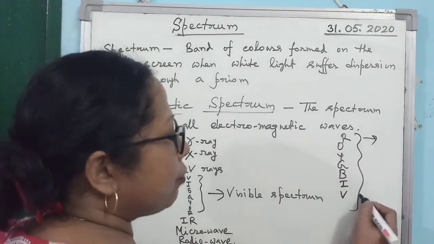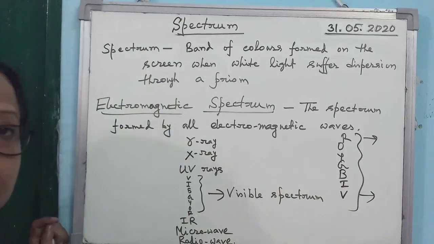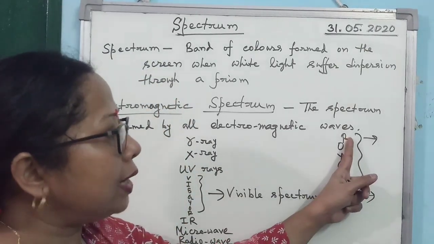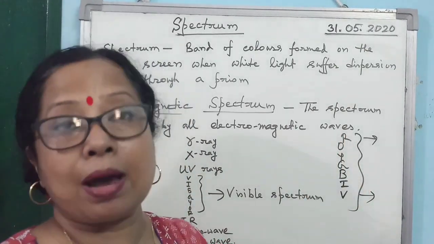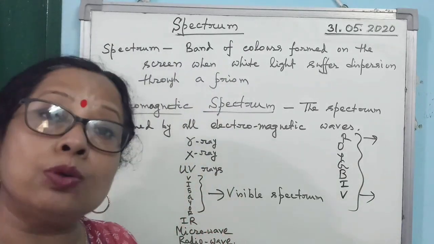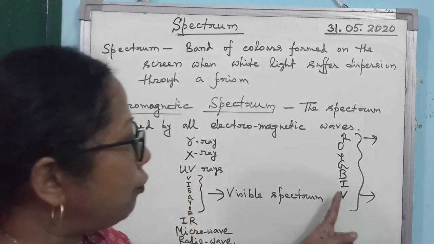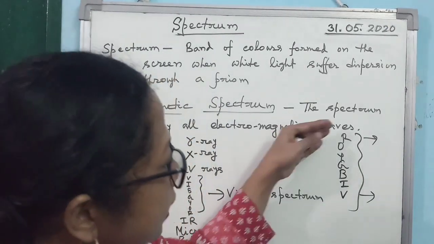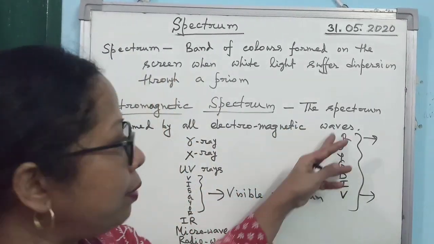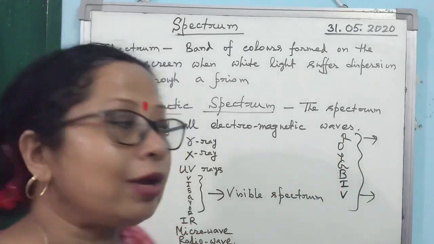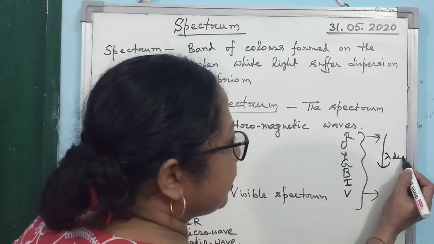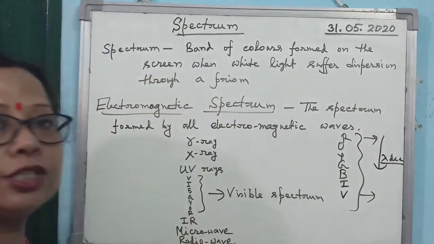Red is up and violet is down. Is that clear? Now if you come to the wavelength, you see the wavelength of red is maximum. Wavelength of red is 8000 angstrom, and wavelength of violet is 4000 angstrom. If you consider all the other colors in between red and violet, the wavelength is decreasing in the downward direction.